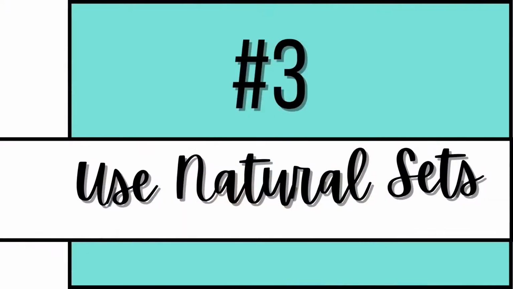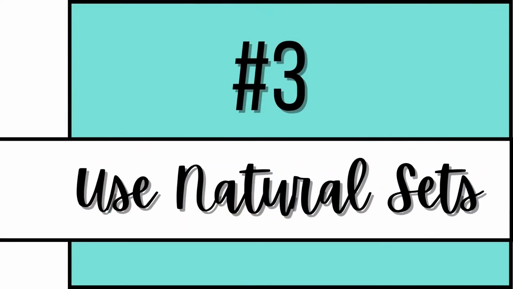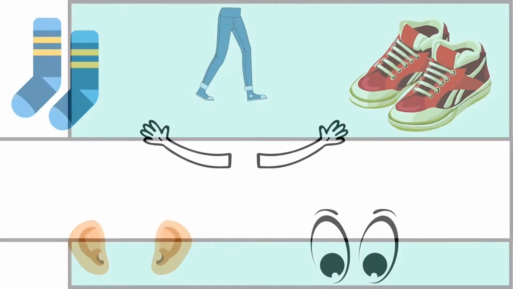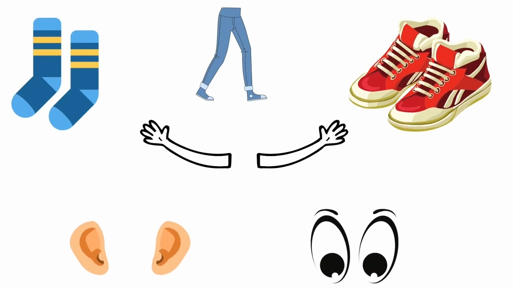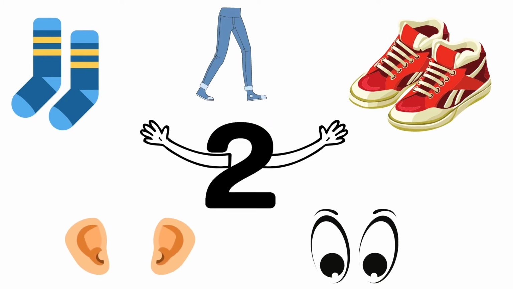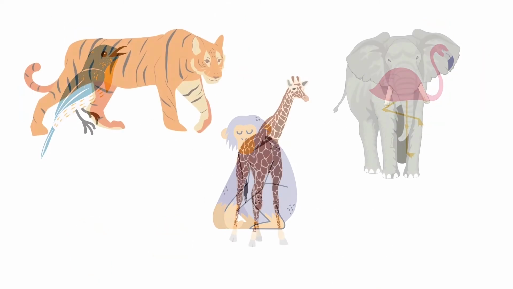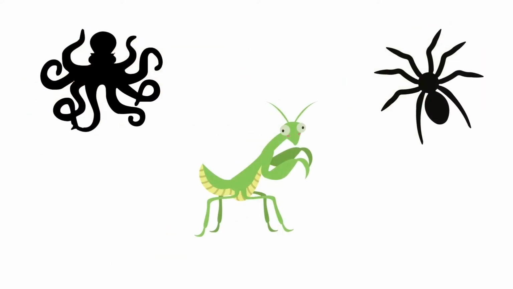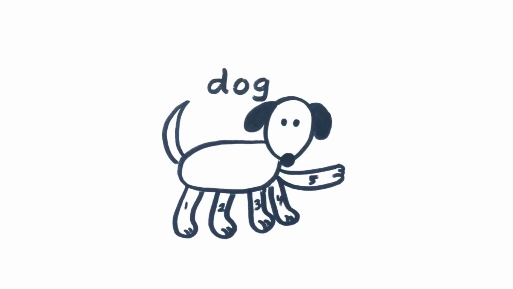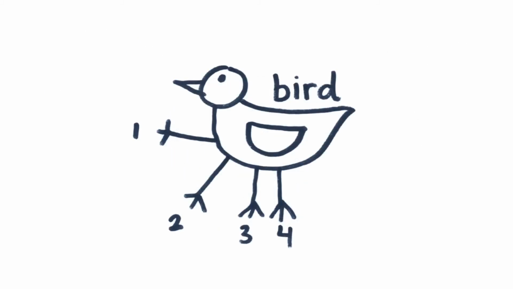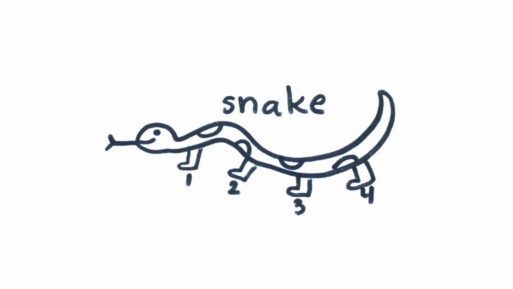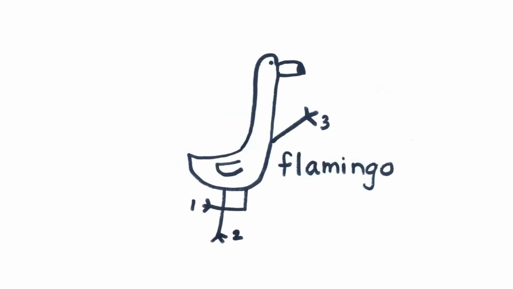Number 3, use objects that are naturally in sets to introduce the concept. Think of socks, shoes, ears, eyes, arms, and legs. Those are all in natural sets of 2. But what if you take a look at different animals instead of people? Some animals have 2 legs, some have 4, and some even have 6 or 8. Give your children a visual by showing them what an animal would look like with a different number of legs. Not only is this a great way to develop cardinality, it's also really fun.